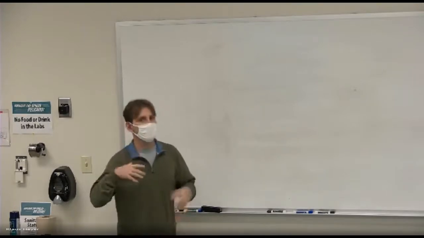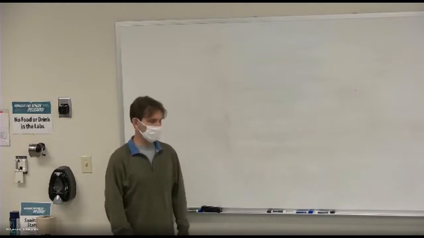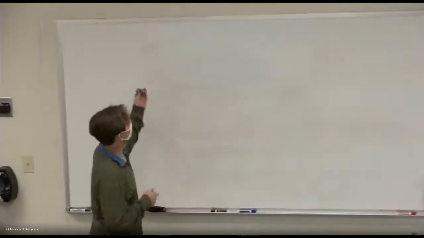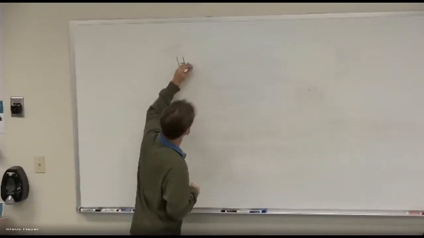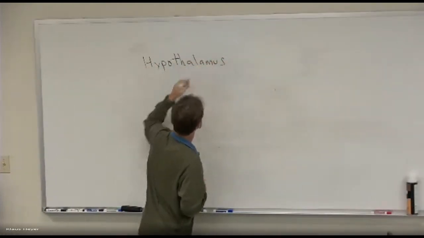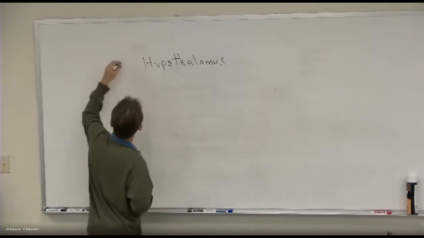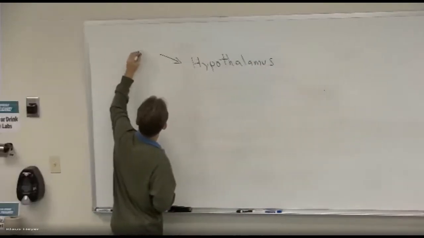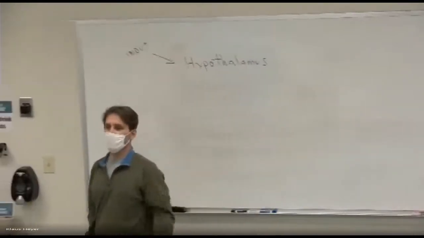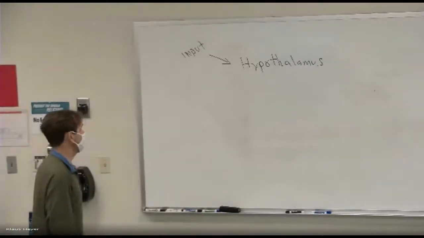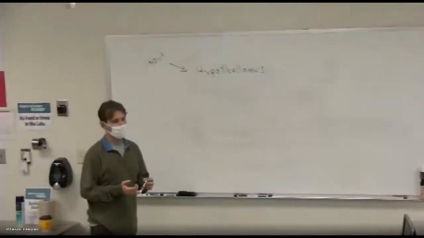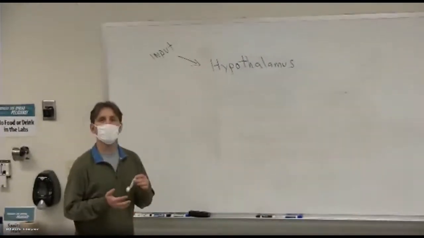Now we're going to talk about the whole control system. And as I wrote before, it's controlled by the hypothalamus. The hypothalamus gets input from different sensors in the body. It just depends on what's going on. The hypothalamus controls a lot of things. It controls hormones, but it also controls things like fear and hunger and thirst.